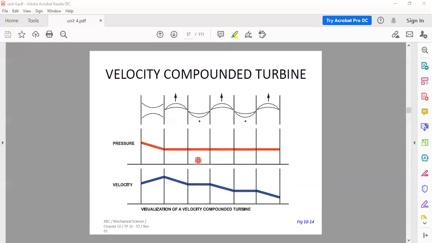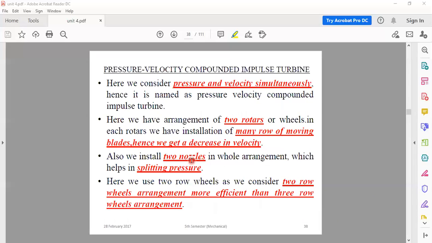Now next compounding method, pressure velocity compounding. Here we consider pressure and velocity simultaneously. Hence it is named as pressure velocity compounded impulse turbine. Here we have arranged two rotors or wheels. In each rotor we have installed many rows of moving blades.